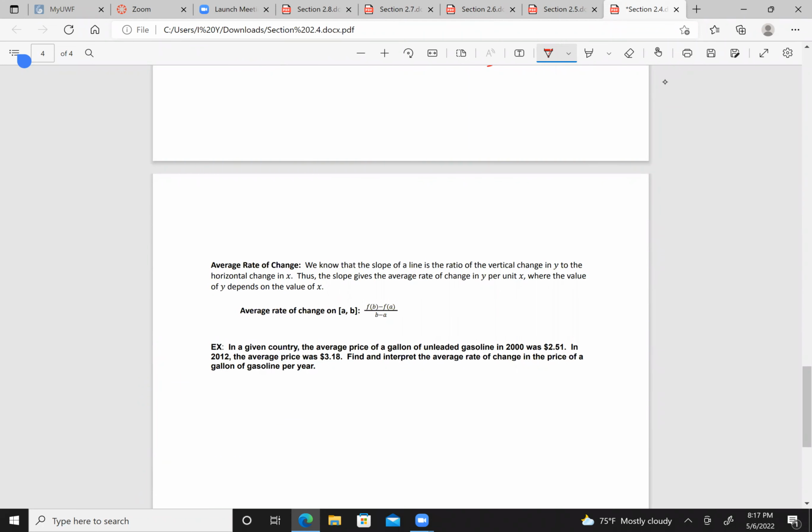So the slope is kind of like the rate of change, so we talk about an average rate of change. We know that the slope of a line is the ratio of the vertical change in y to the horizontal change in x. Thus, the slope gives the average rate of change in y units per x, or y per unit of x, where the value of y depends on the value of x. So the average rate of change on an interval a to b is f of b minus f of a over b minus a.